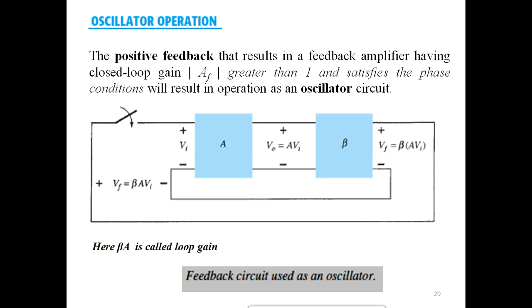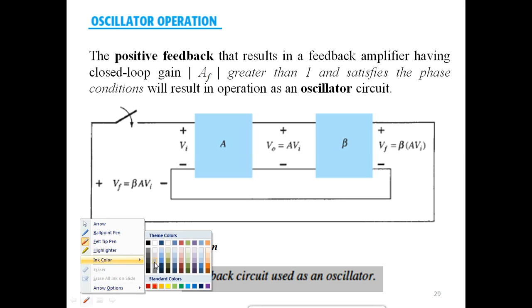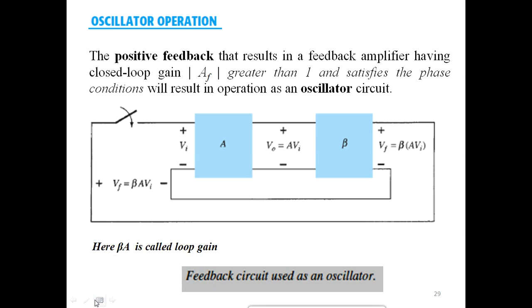So that was the block diagram of an oscillator circuit. You have an amplifier and you have a feedback network. The feedback signal which comes out of the feedback network will be in phase with the input signal. When both of them are in phase, we can say that the feedback is positive. Otherwise, if they are out of phase, it will be negative feedback. And most importantly, this parameter beta into A is called the open loop gain.